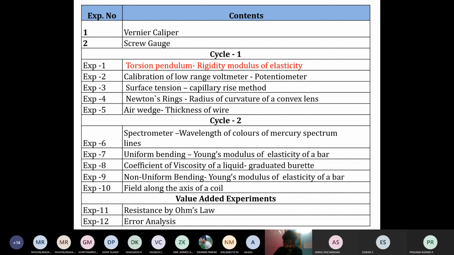Today we are not going to start our experiment, but before going to our experimental part, we are going to learn some basics about the modulus of elasticity. So let's start our class.